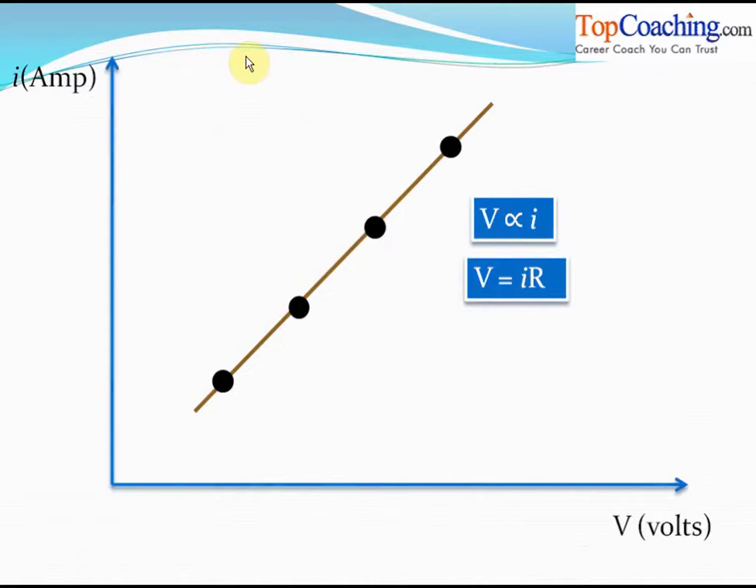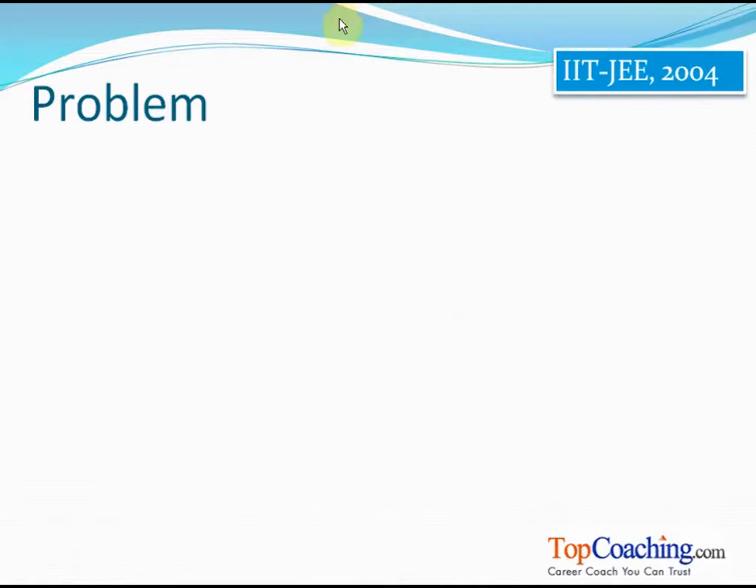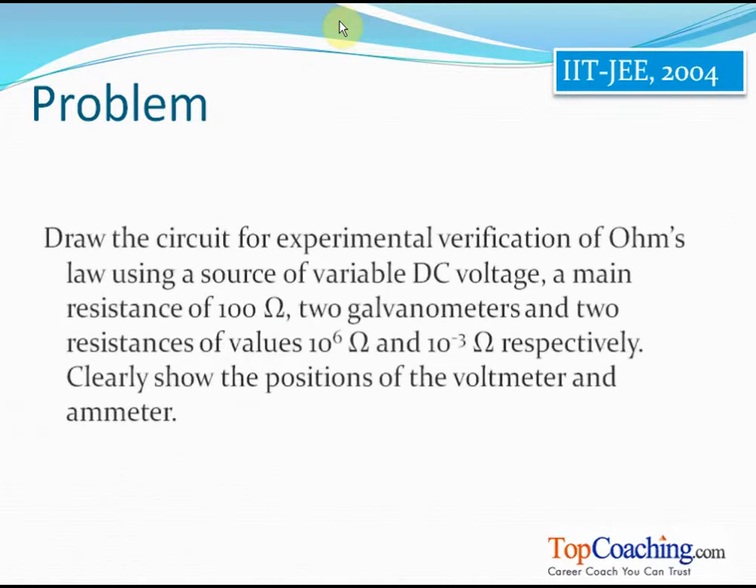Let's solve an IIT JEE problem to further understand this experiment better. This problem was asked in IIT JEE 2004. Draw the circuit for experimental verification of Ohm's law using a source of variable DC voltage, a main resistance of 100 ohms, 2 galvanometers and 2 resistances of values 10 raised to 6 ohms and 10 raised to minus 3 ohms respectively. Clearly show the positions of the voltmeter and the ammeter.